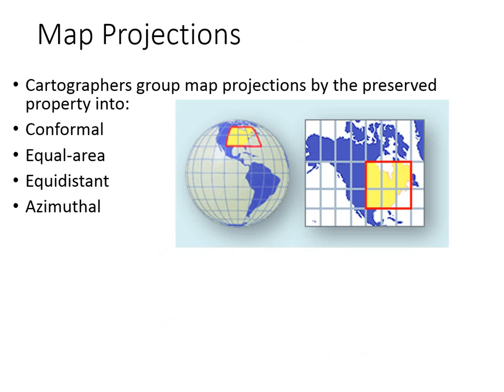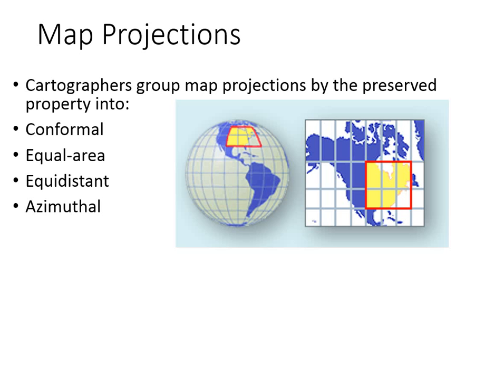Cartographers will group map projections by the preserved property that they hold on to. Maybe they preserve angles, but at the expense of shape, right? Or maybe they preserve area at the expense of angles, and so on.